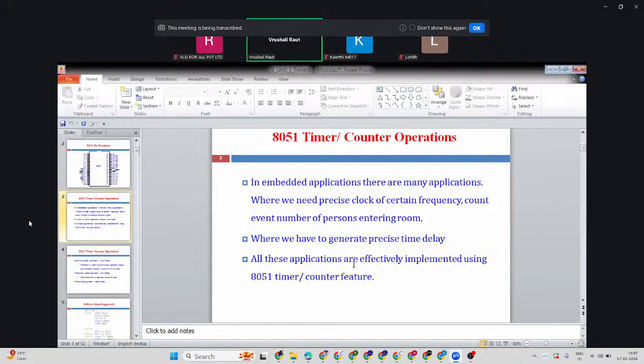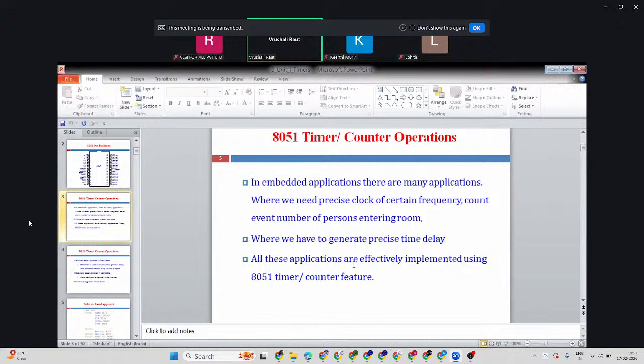Particular value of delay I have to generate. Okay. So generating, let it be the delay of 1 second. Using the frequency of the microcontroller, I can set the timer in such a way that it will give me the delay of 1 second.